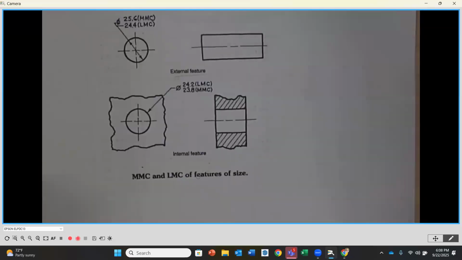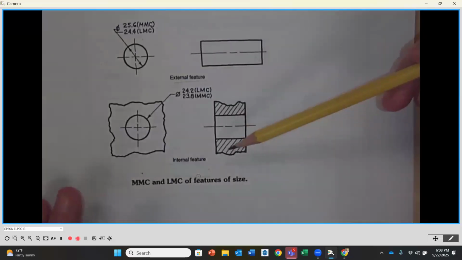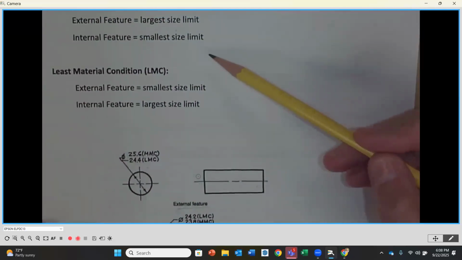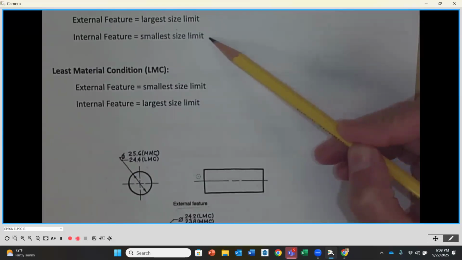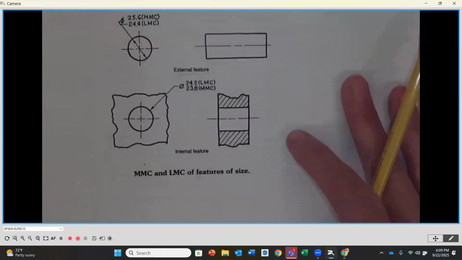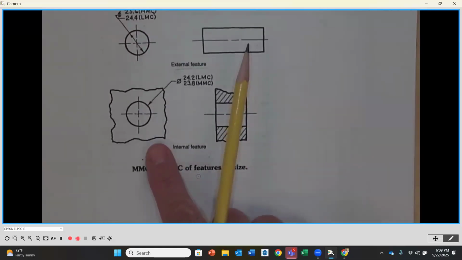All right. Internal feature up here. It says when I have an internal feature, my MMC size is going to be its smallest size. When I have an internal feature, I'm taking material away to create it. So very popular ones are going to be holes.